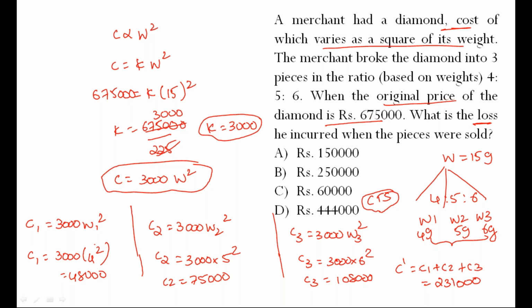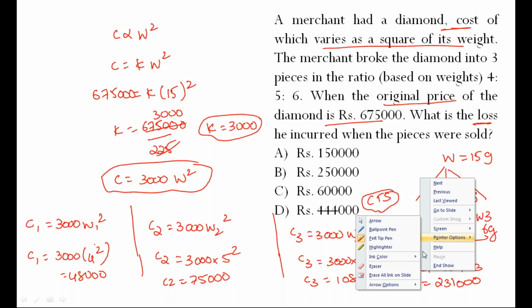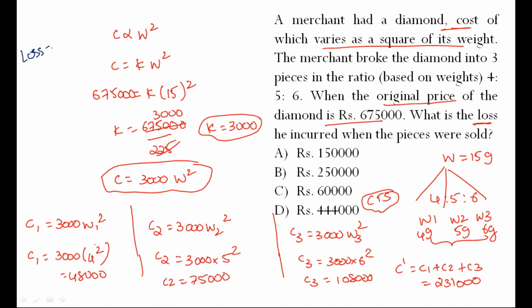Now, what is the loss? Let's see this. What happened? Why is loss incurred? When a diamond is divided into pieces, there is a loss. See, the original cost is 6,75,000. The new cost is 2,31,000. If you subtract, we will get 4,44,000. This is the loss, my dear friend. After dividing into pieces, as cost depends on the square of its weight, if it is divided into small pieces, the cost will reduce. That's what is happening here. So finally, we came to know the loss is 4,44,000.